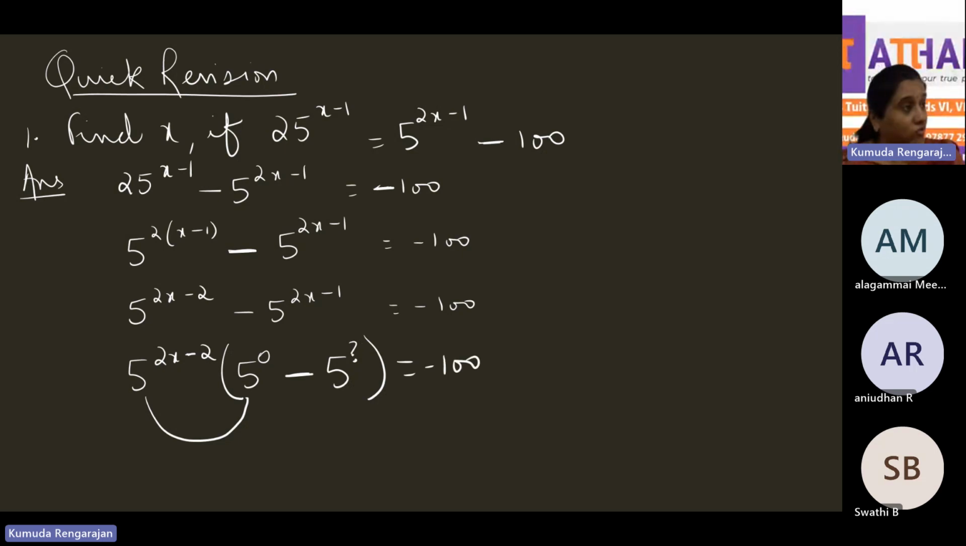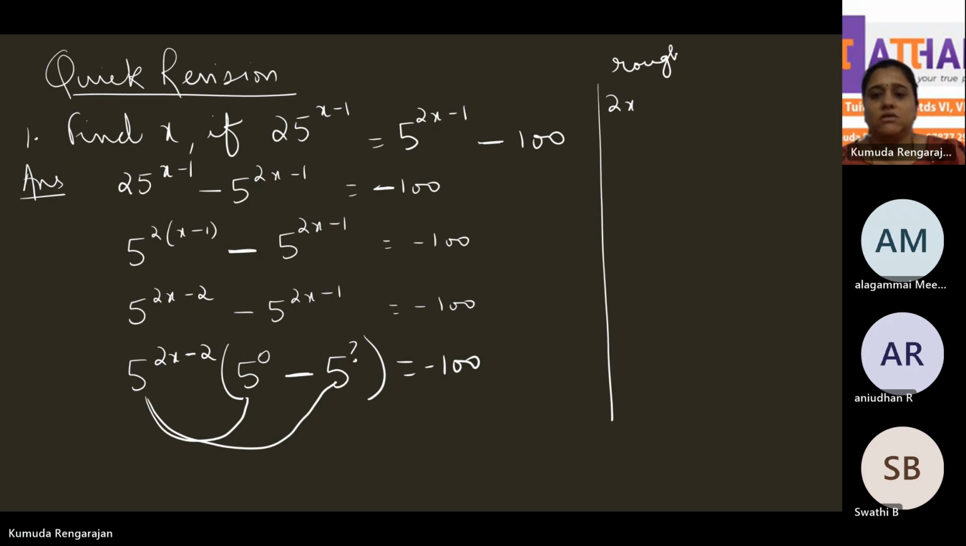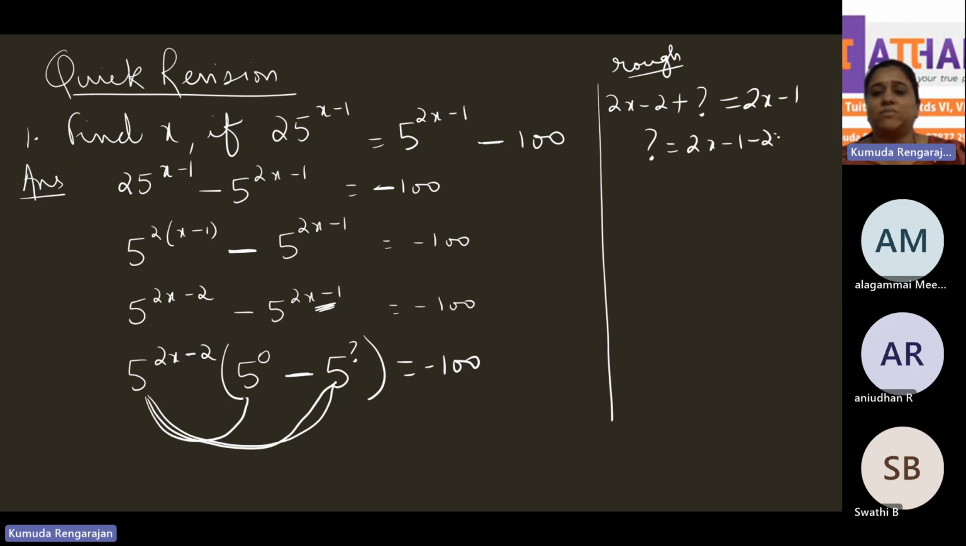So to find out that what, when base are same and it's multiplication, we add the powers, right? So in the rough column, this power 2x minus 2, why added? Because we are multiplying these two, right? When it's multiplication, we have to add the powers. Plus what will give me the power 2x minus 1.